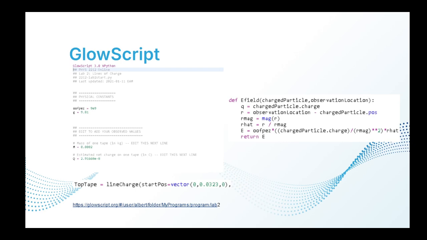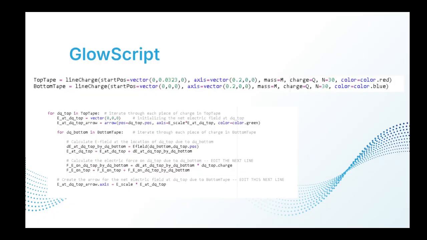So here's the GlowScript code that we used. You can see in the top left script, at the bottom of it, we just kept plugging in new numbers to try and get the forces to cancel out, and we ended up with 2.91668 e to the negative 8 for the value. You see at the bottom where top tape equals line charge, that function is basically just saying that it was 0.0323 meters away. Then the top right function is how we calculated each electric field from a single particle.